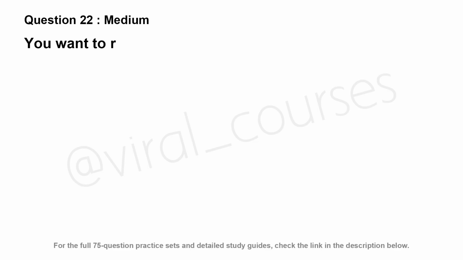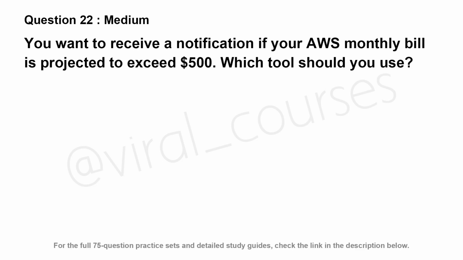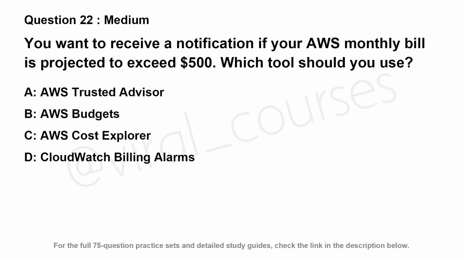You want to receive a notification if your AWS monthly bill is projected to exceed $500. Which tool should you use? Option A. AWS Trusted Advisor. Option B. AWS Budgets. Option C. AWS Cost Explorer. Option D. CloudWatch Billing Alarms.